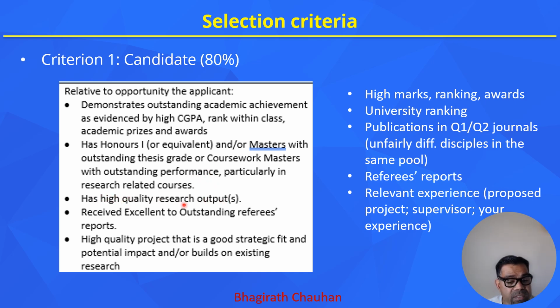Most important one is research outputs, your publications, because they are given publication in not in any journal or magazines. They should be in high impact factor Q1 or Q2 journals. And I say that it's unfair, different disciplines are placed in the same pool here.